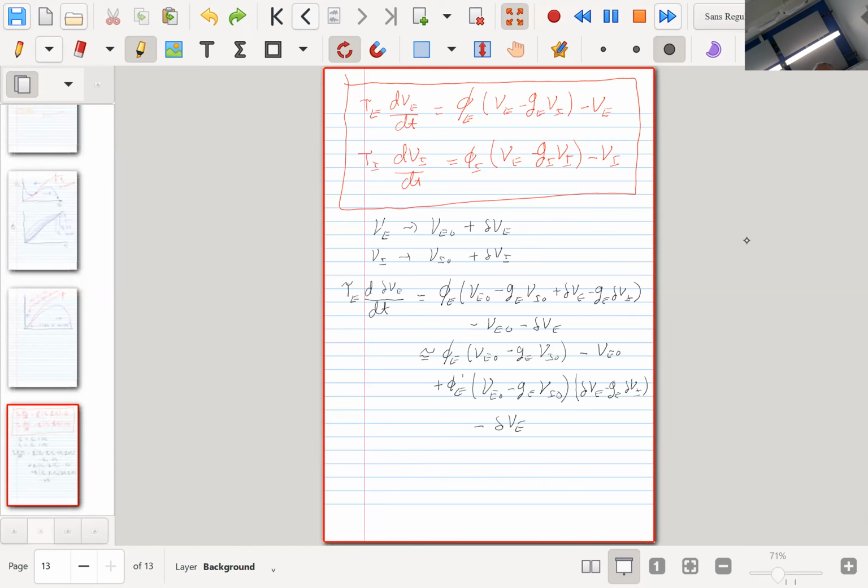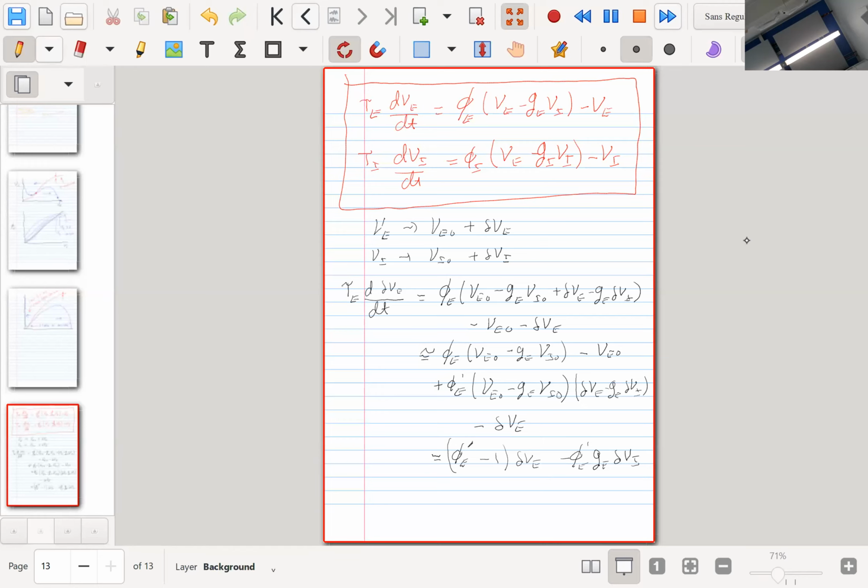So this is equal to, I'll just call it phi E prime, I'll write the arguments, times delta nu E. So minus 1 times delta nu E minus phi E prime GE delta nu I. Okay. So that's the differential equation for delta nu E.